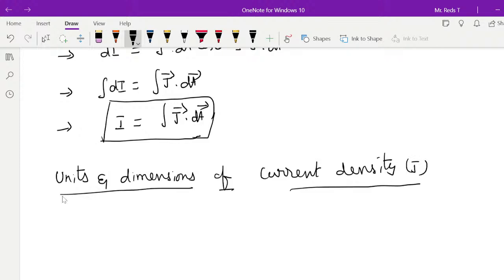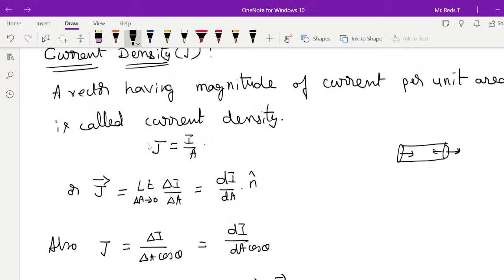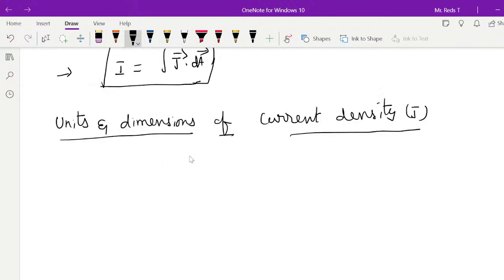Current density in short is expressed as current per unit area. It is a vector, having magnitude equal to current per unit area. So the SI unit of current density is given by the SI unit of current divided by the SI unit of area, that is ampere per meter square. So the SI unit of current density J is ampere per meter square.